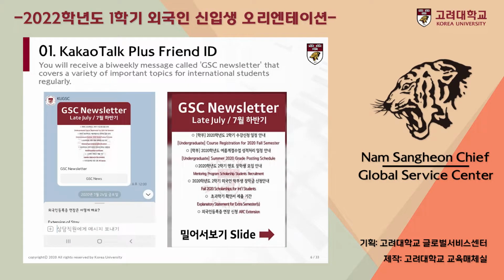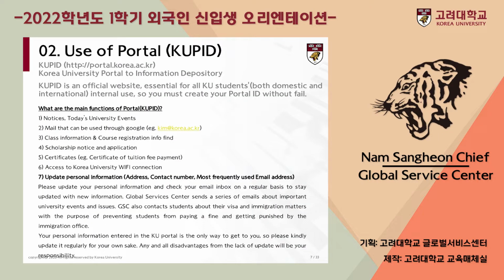Another benefit of you adding GSC as your friend on the Messenger app is that you can receive a bi-weekly GSC newsletter containing very important information and updates, especially for international students, such as info on scholarships, academic affairs, visa, immigration, and more. Now, let's take a look at the university portal, usually called KUPID.